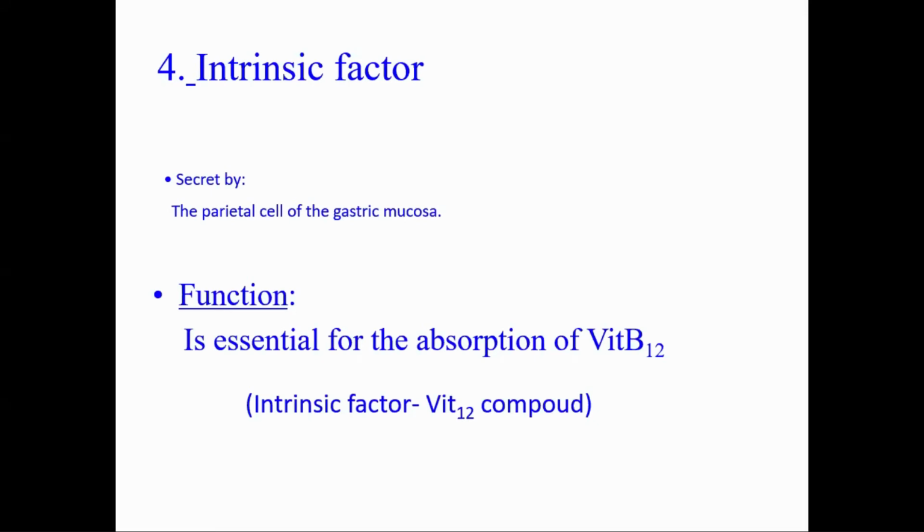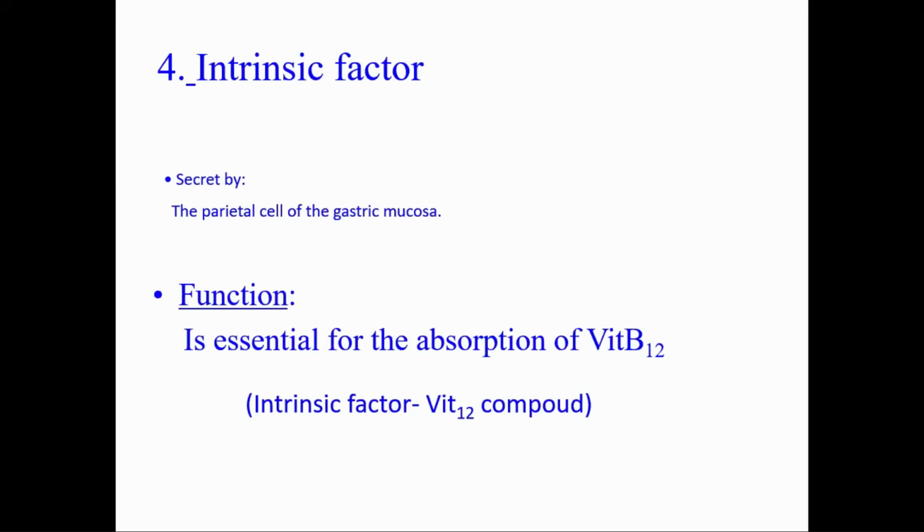So intrinsic factor is secreted from the parietal cells. If there is a gastric ulcer, or when there is gastrectomy, where part of the stomach is removed, then there is destruction of the parietal cells. Parietal cells will no longer secrete the intrinsic factor. If intrinsic factor is not secreted, then vitamin B12 is not absorbed.